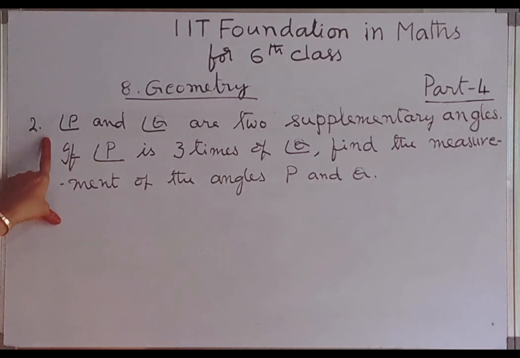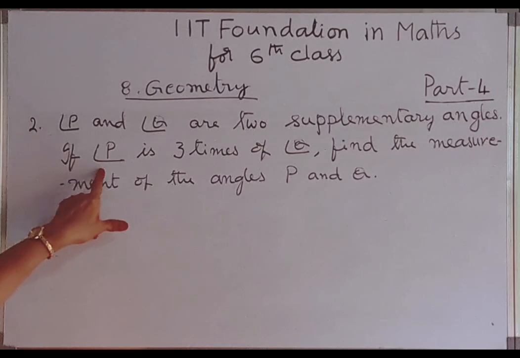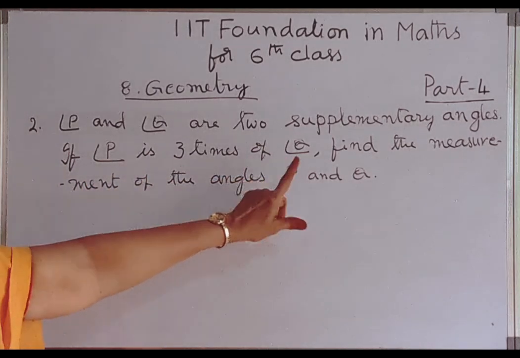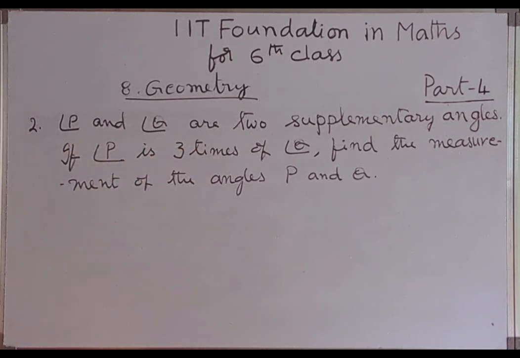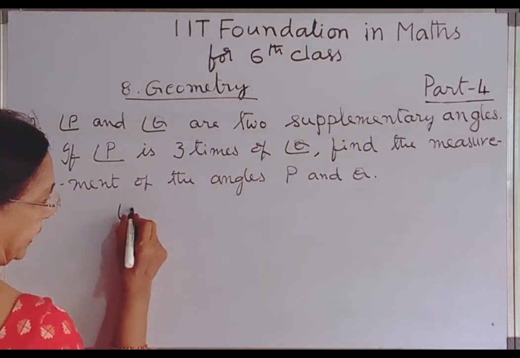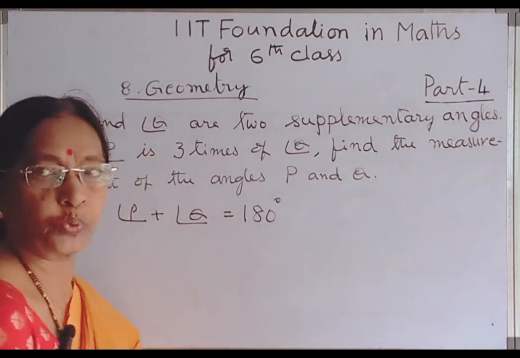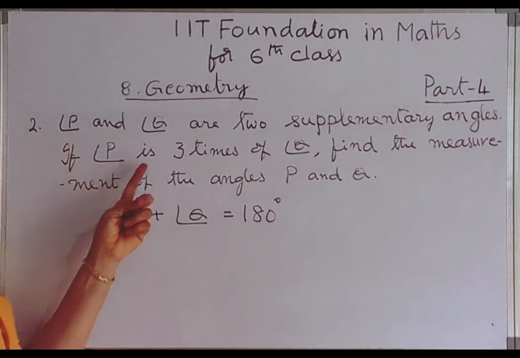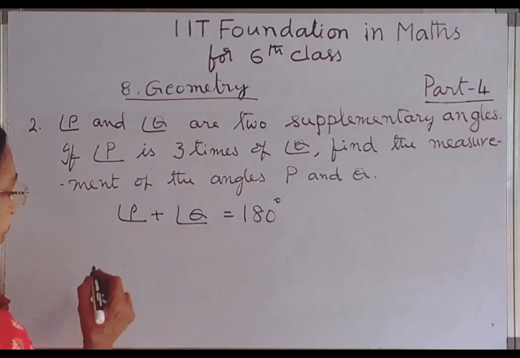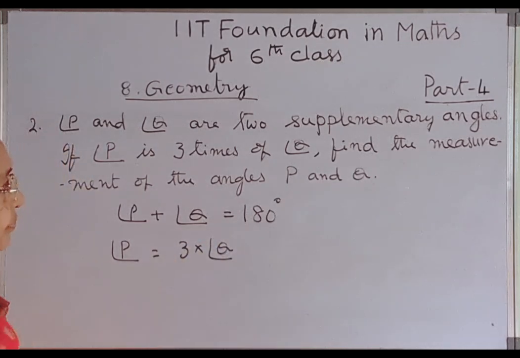Next, second problem. Angle P and angle Q are two supplementary angles. If angle P is 3 times of angle Q, find the measurement of the angles P and Q. Angle P and angle Q are two supplementary angles. That means angle P plus angle Q is equal to 180 degrees. Two angles are supplementary when their sum is 180 degrees. If angle P is 3 times of angle Q, then find the measurement of the angles P and Q.